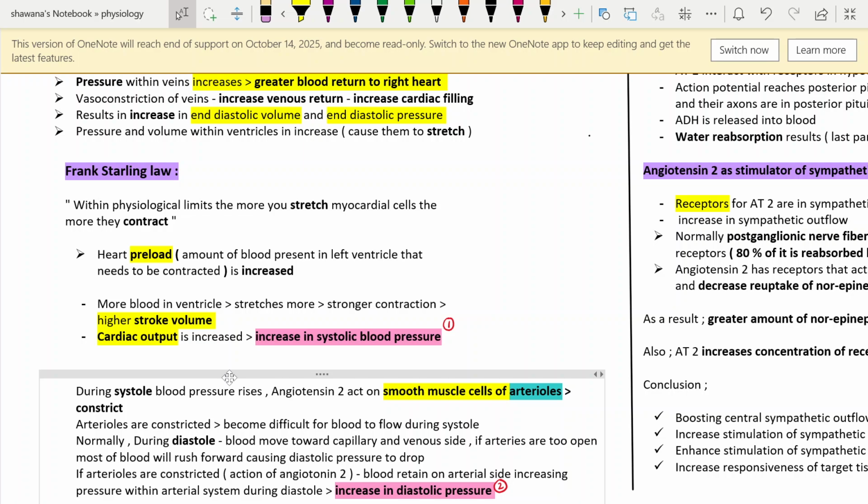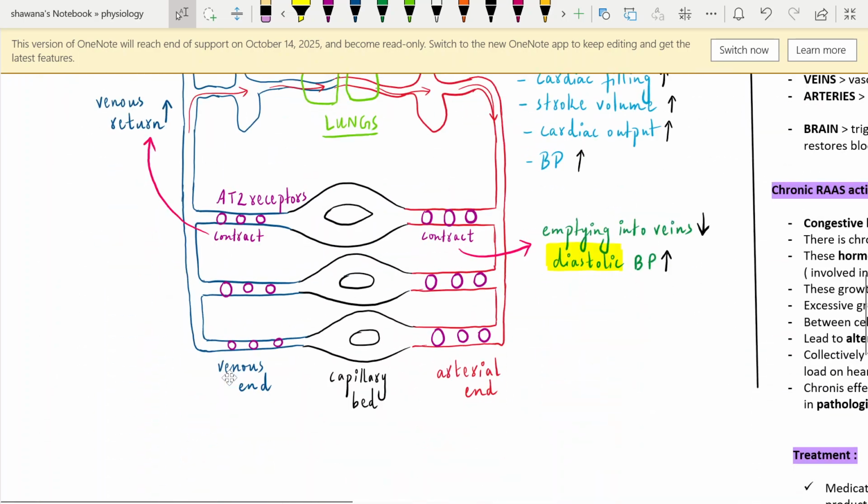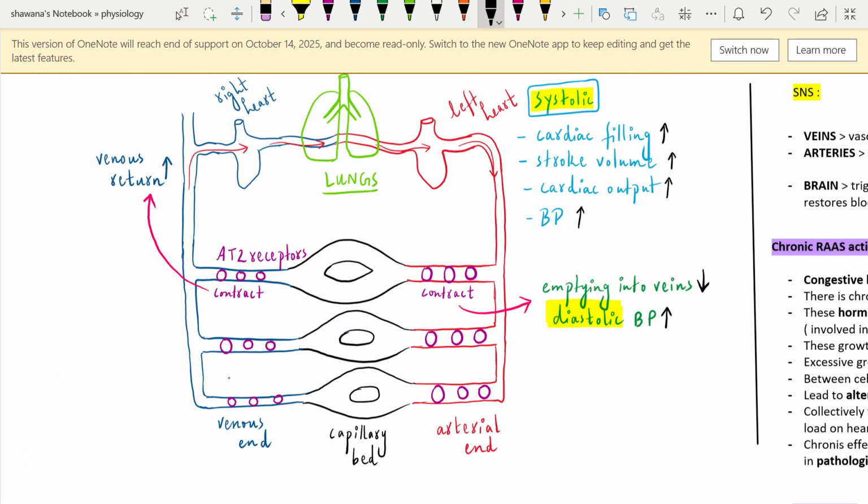And when the cardiac output is increased, automatically the systolic blood pressure is going to rise. That's our first target, right? We need to increase the systolic blood pressure. And the second target is to increase the diastolic blood pressure. How have we increased systolic blood pressure? Again, let's see on this diagram. Let's follow the theory that we have read.